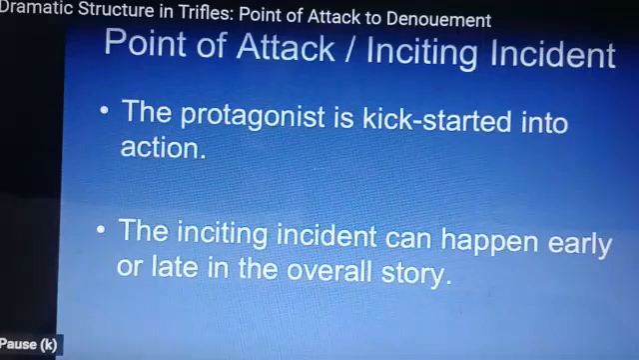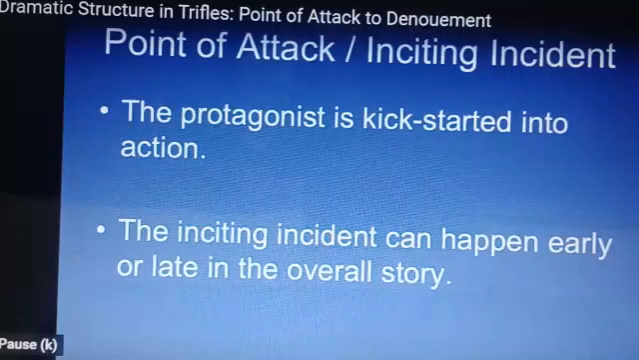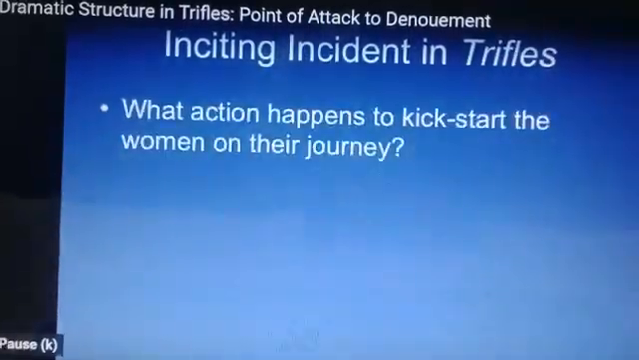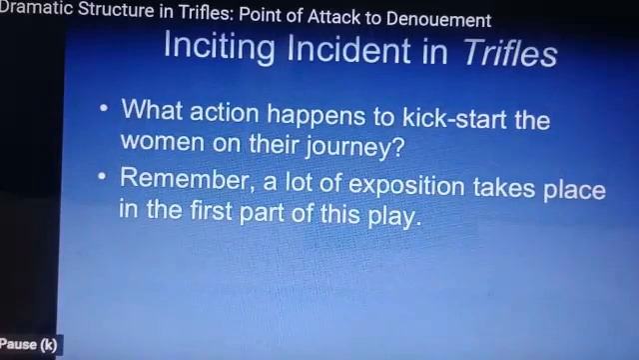So, in Trifles, we need to figure out what action happened to kickstart the women on their journey. We have already said a lot of exposition had already taken place in the first part of the play. So I submit to you, the point at which the action is actually kick-started is when the county attorney asks Mrs. Peters to keep an eye out for anything that might be of use to us.